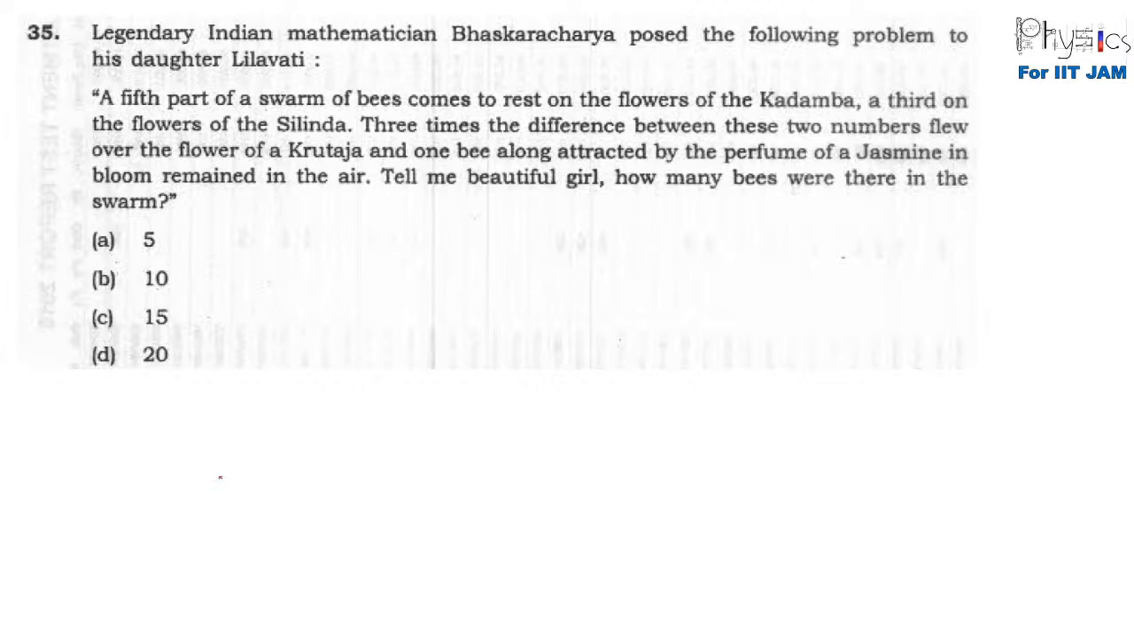A third on the flowers of the cylinder. 3 times the difference between these two numbers flew over the flower of a krutaja, and one bee alone, attracted by the perfume of a jasmine in bloom, remained in the air. Tell me, beautiful girl, how many bees were there in the swarm? And the options are 5, 10, 15 and 20.